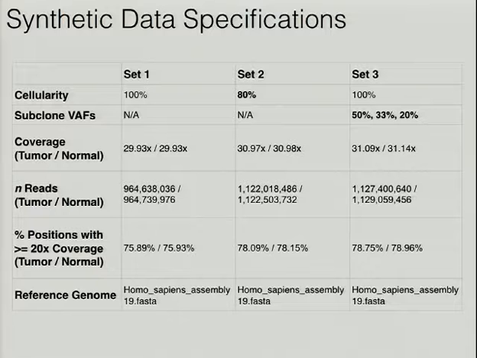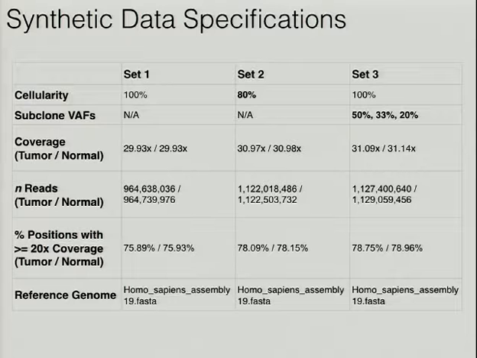The data we used, as mentioned, was synthetic data, and it was sourced from the ICGC-TCGA DREAM Challenge, or DREAM Somatic Mutation Calling Challenge. We used 3 data sets. The first represented a germline data set with 100% purity and no subclones. The second had 80% purity, or 20% normal contamination, and no subclones. And then the third was 100% purity, but also had subclones in it, so 50%, 33%, and 20%.